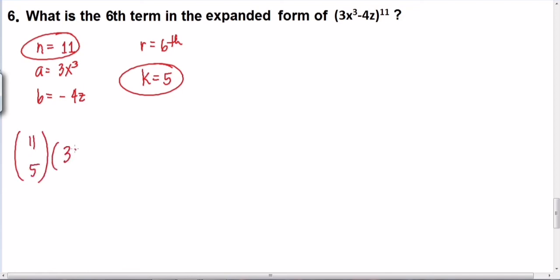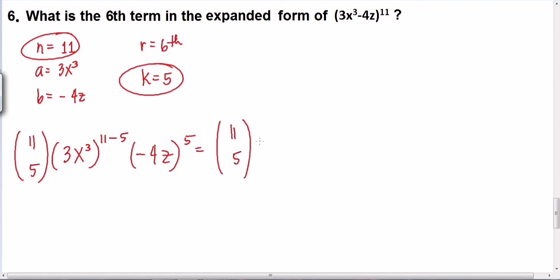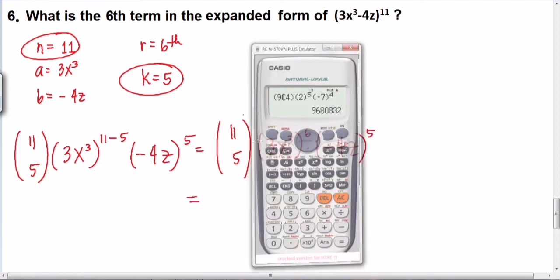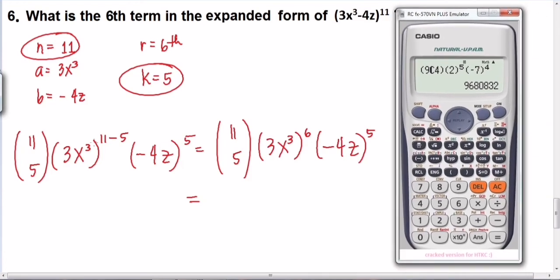Tapos yung first term, 3x cubed. Tapos minus yung dalawa. So, 11 minus 5. Okay? And then, yung second term, negative 4z raised to 5. So, kung ano yung k, yun yung nalagay nyo doon. Okay? So, 11c5, 3x cubed, 11 minus 5 is 6. And then negative 4z raised to 5. So, salpak sa calcu.